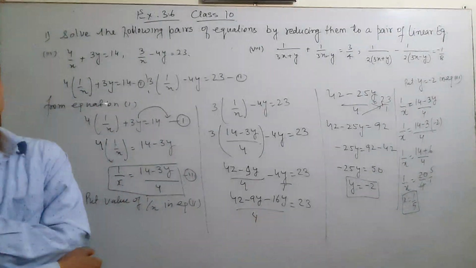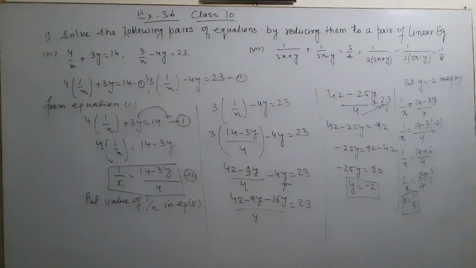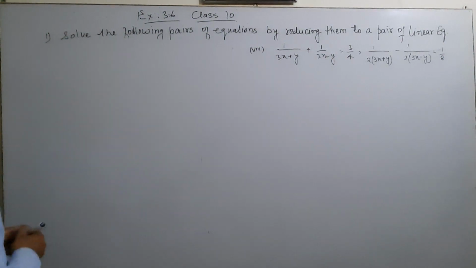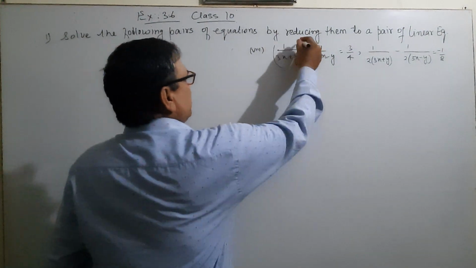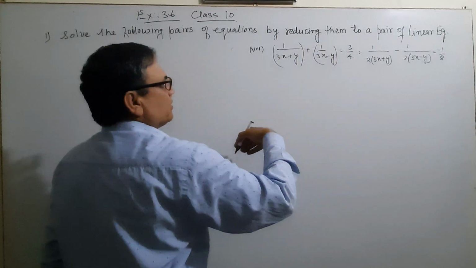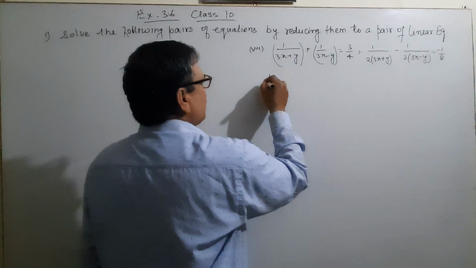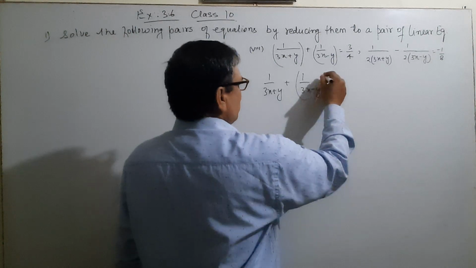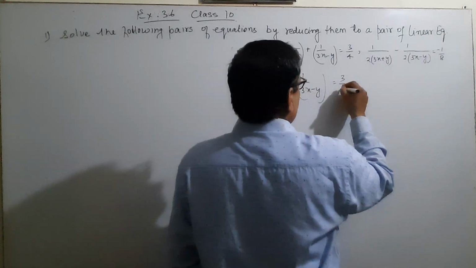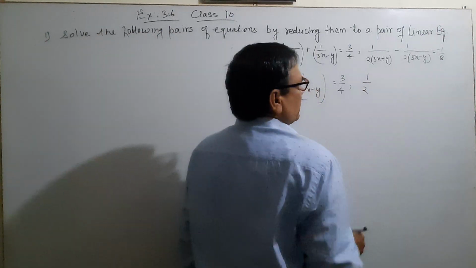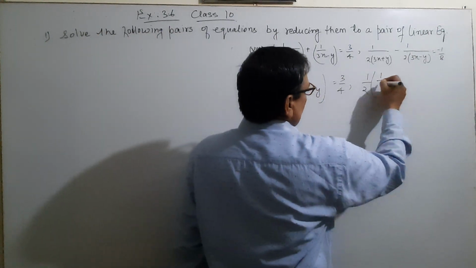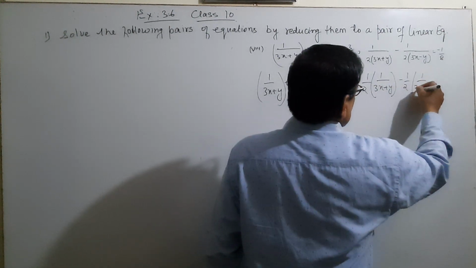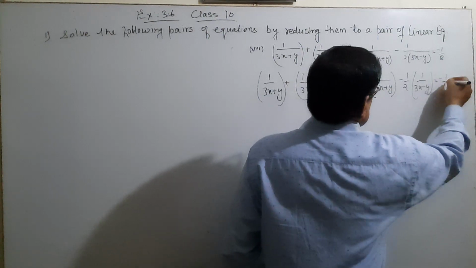Is it clear? And now do question number 8 and think over it. Question number 8. This question number 8 we can write as 1 upon, it will be in bracket, and here we have to break it. This will be the same: 1 upon 3x plus y plus 1 upon 3x minus y, put in bracket is equal to 3 by 4. Similarly, 1 upon 2 I can break it. 1 upon 2 bracket 1 upon 3x plus y minus 1 upon 3x minus y is equal to minus 1 by 8.